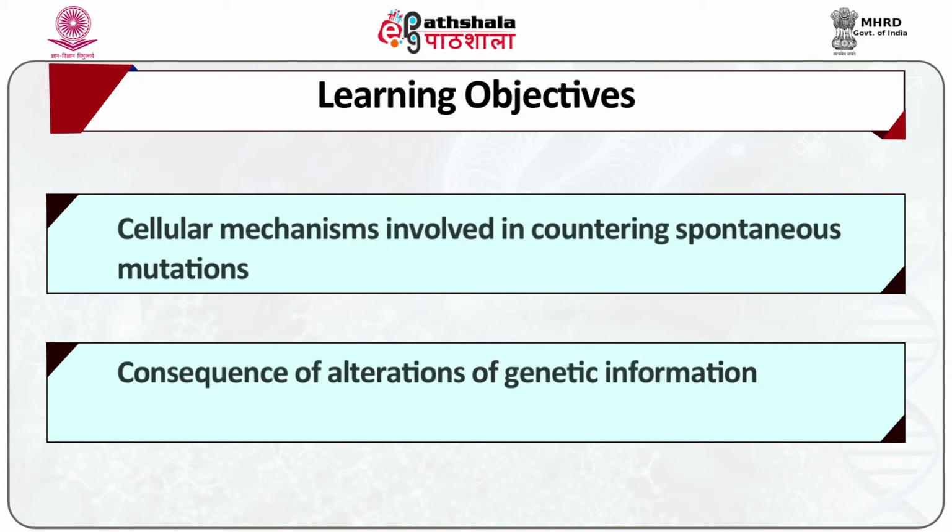Third, cells are exposed to several kinds of mutations during their lifetime. Here I will briefly discuss different types of spontaneous mutations resulting from environmental factors like ionizing radiations, oxidizing agents and metabolic products, as well as discuss the cellular mechanisms involved in countering spontaneous mutations and DNA breaks. Towards the end, I will review the consequence of alterations of genetic information.